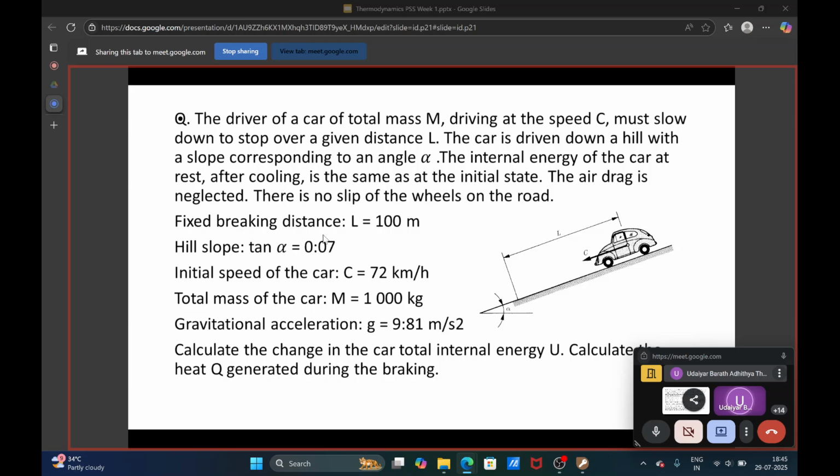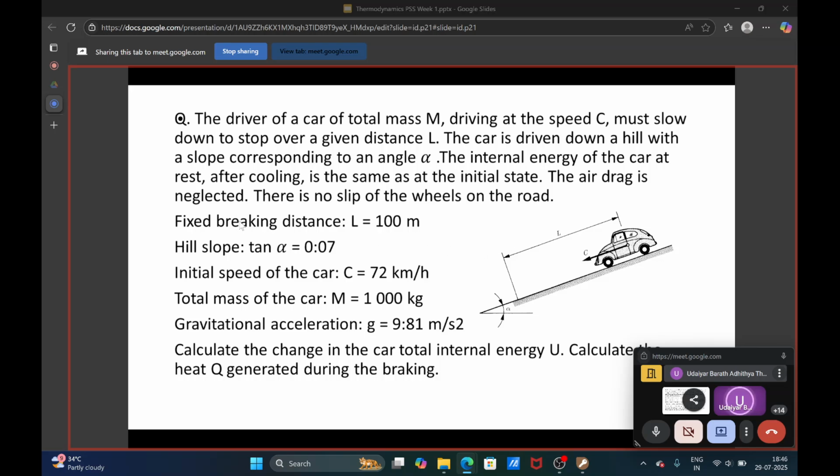So similarly, next question. The driver of a car of total mass m, driving at the speed c, must slow down to stop over a given distance L. The car is driven down a hill with a slope corresponding to an angle alpha. The internal energy of the car, so the energy of the car, you can say, at rest after cooling is the same as the initial state. The air drag is neglected. There is no slip of the wheels on the road.